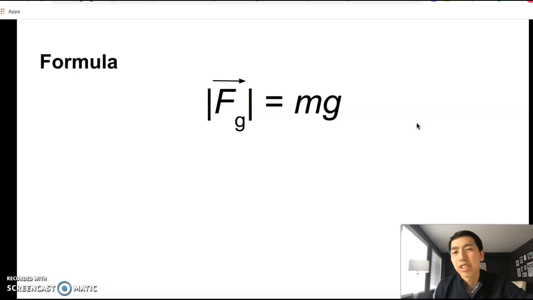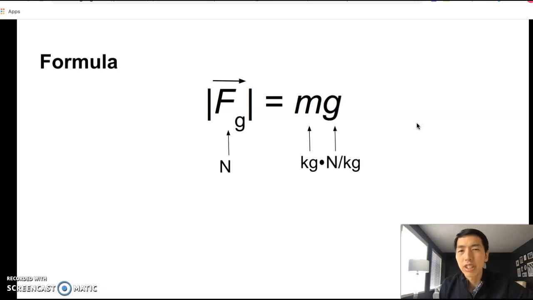So this formula is simply saying to find out the force of gravity, you multiply the object's mass by g, the gravitational field strength. The units would be kilograms for mass, newtons per kilogram for gravitational field strength, and when you multiply those together, kilograms divided by kilograms cancels out, leaving you with newtons. And that's what we have on the left side. We have newtons.